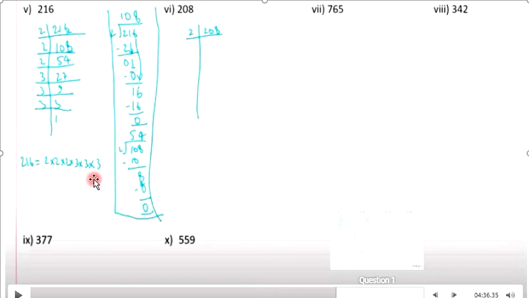Let's move to the next sum, 208. When I divide this number 208 by 2, I have 2 ones are 2, 2 zeros are 0 and 2 fours are 8, giving 104. So 2 fifty-twos are 104, 2 twenty-sixes are 52, 2 thirteens are 26 and 13 ones are 13. So the factors of 208 are 2 into 2 into 2 into 2 into 13.